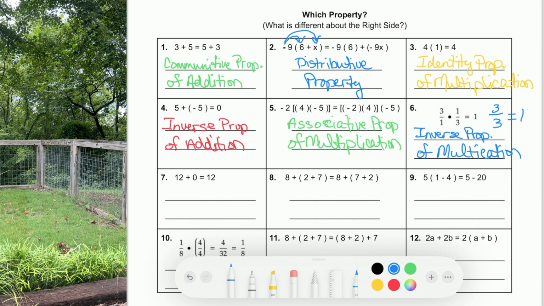So remember, the difference between the inverse property of addition is the goal is to get a 0. So you use the opposite value to cancel it out. In multiplication, the goal is to get 1. So you use its reciprocal.